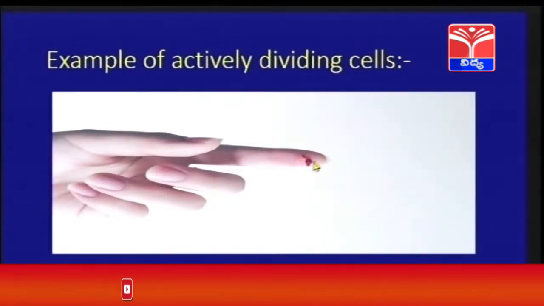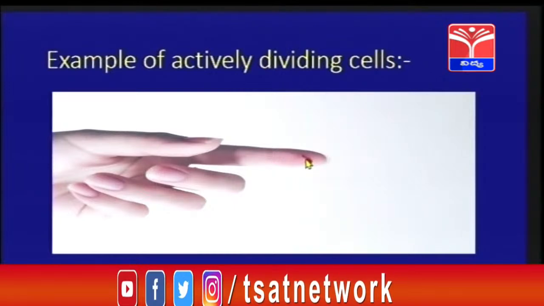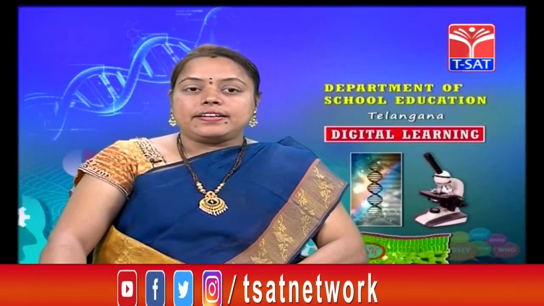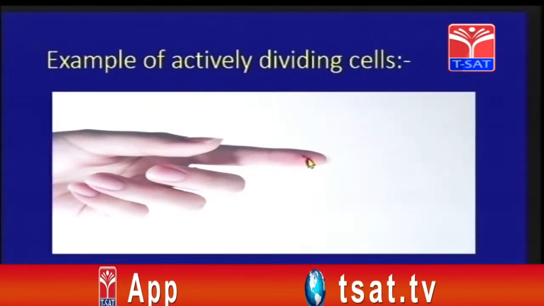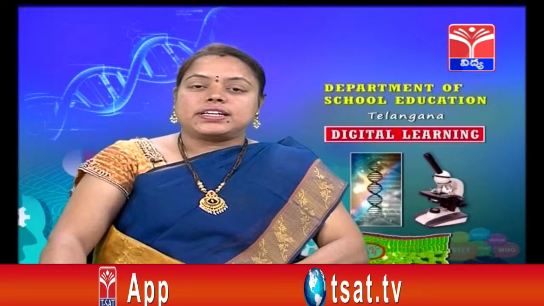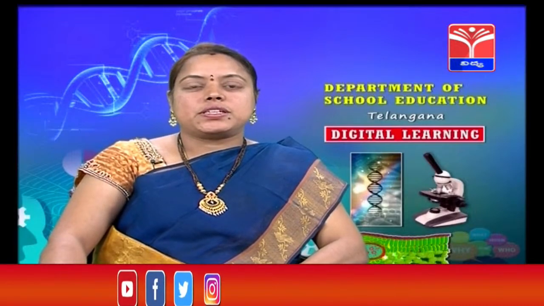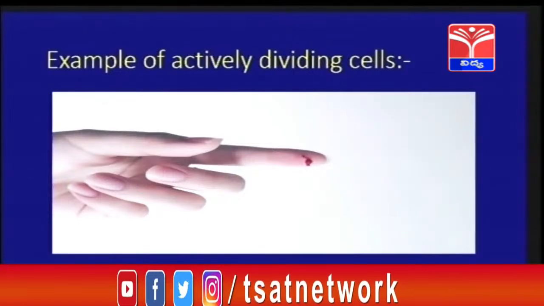So what does this mean? The process of cell division has occurred, created a clot, and the continuation of the cell division will take place until the wound is healed completely, and when the skin is formed completely, the process of cell division will stop there. So the cell division process helps in the repair of the wound. Cell division helps in the growth and development of the organism.